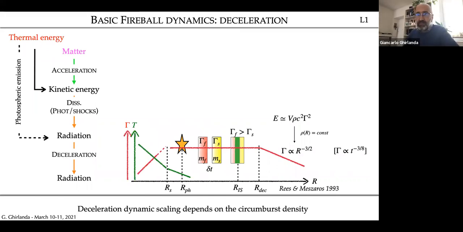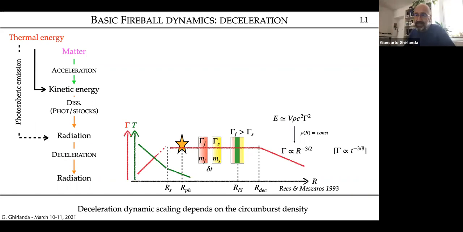And so the next piece of information is that after the radiation producing the prompt emission, we have this phase, which is the deceleration phase. The deceleration basically arises from the fact that the outflow is expanding into the interstellar medium and is shocking the interstellar medium. So you can naively think that it is decelerated because of the increase in its mass, which decreases the velocity.